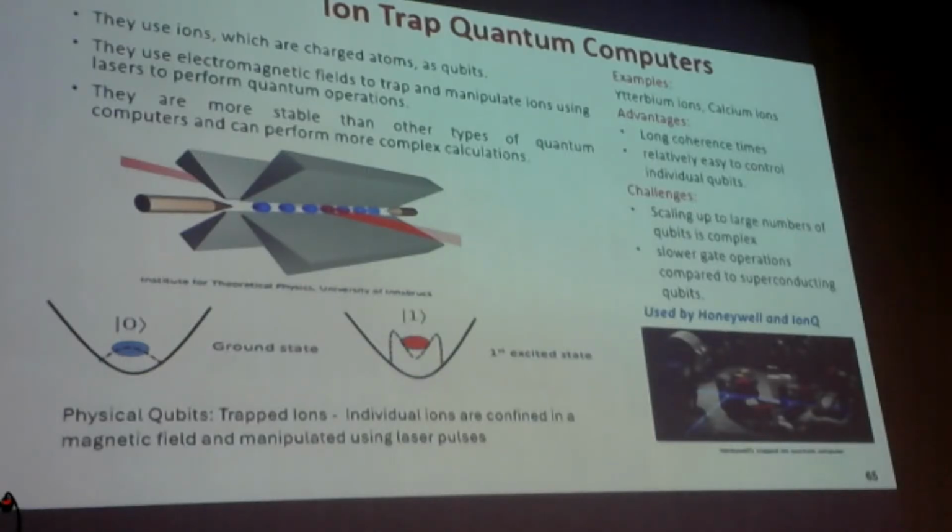And you can see the zero state and the one state, how it is excited and grounded state. They are more stable than other types of quantum computers. They can perform more complex calculations. The physical qubits are trapped ions. They are confined to a magnetic field and manipulated using laser. Now, examples are ytterbium ions and calcium ions.